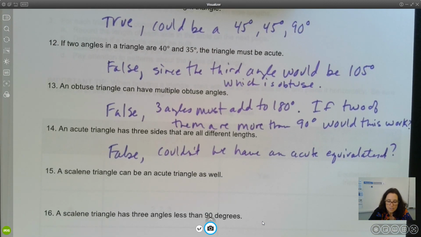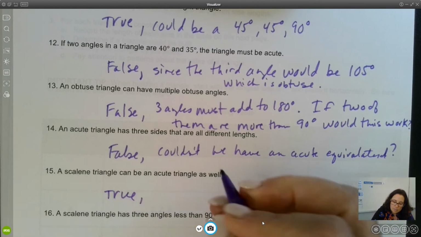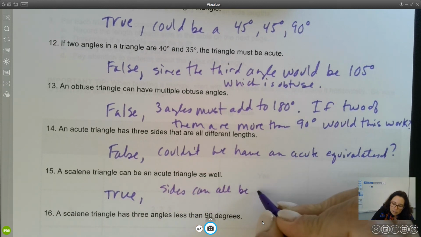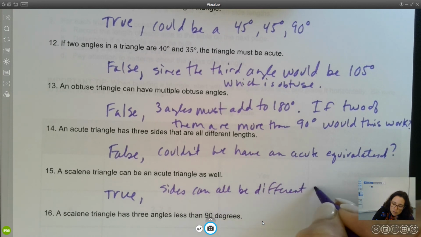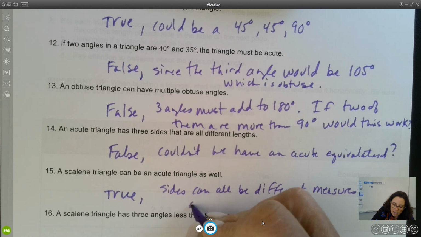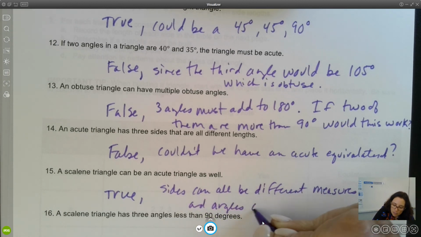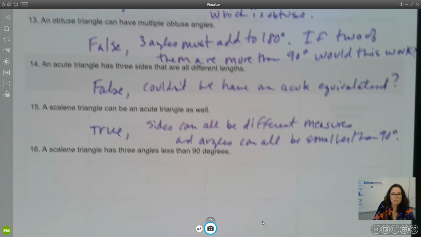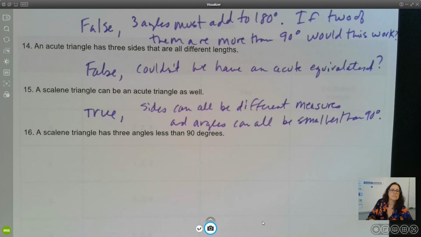Okay, and then 15, a scalene triangle can be an acute triangle as well. That's a true. Sides can all be different measures, and angles can all be smaller than 90 degrees. Okay, that definitely works. Keyword is can. It doesn't say has to be. All right, number 16, a scalene triangle has three angles less than 90 degrees.